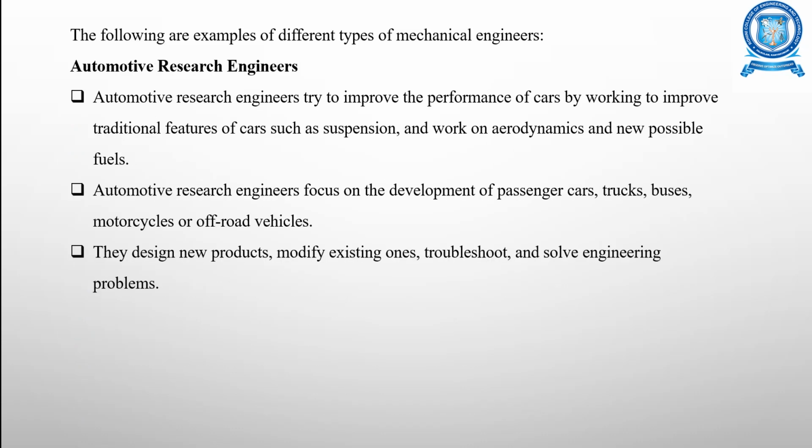So these are the following examples of different types of mechanical engineers. The first one is the automotive research engineers. So what would the automotive research engineers try to do? They try to improve the performance of the cars by working to improve the traditional features of cars such as suspension, and work on aerodynamics and new possible fuels.